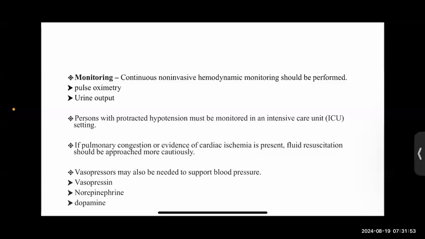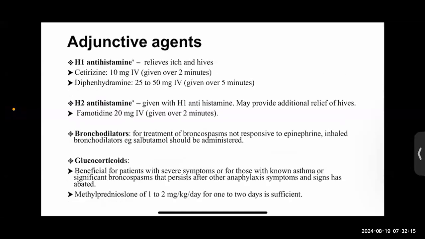If the patient, however, still has protracted hypotension following epinephrine and normal saline, I want to monitor this patient in an ICU setting. Other vasopressors can also be used to support the blood pressure if the patient still has hypotension despite epinephrine and normal saline. Other vasopressors that can be used could be vasopressin or dopamine.